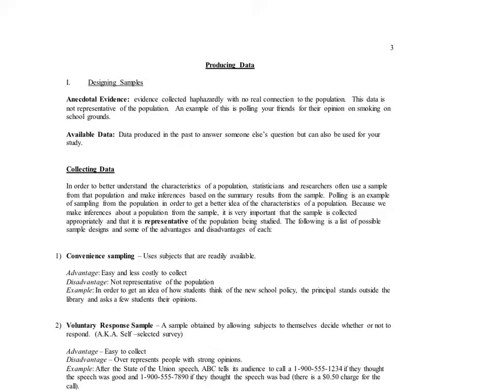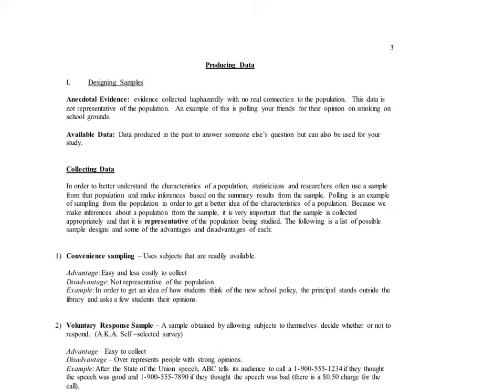All right. So designing samples, we have two possibilities: anecdotal evidence and available data. One is pretty bad. The other is, it's just there. Anecdotal evidence, you throw the word haphazardly in there, you know that something is not going to be good about it. No real connection to the population. Data is not representative of the population.